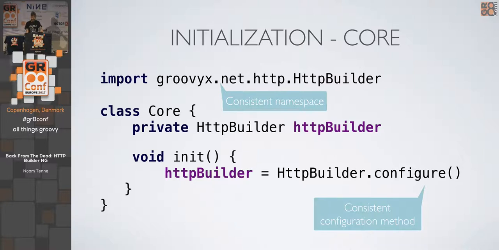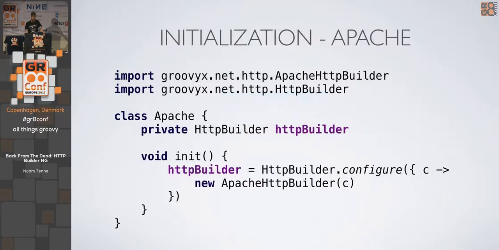How would you initialize Apache or Square, you might ask yourself? So simple as that. You import a new client, Apache HTTP Builder, and you insert that into the configuration closure. So you basically use exactly the same configure method, but this time you're telling the library, no, don't use the core. Here's a different implementation. Use that. So you'll notice that configure not only works with no parameters at all, it also works with a factory function.